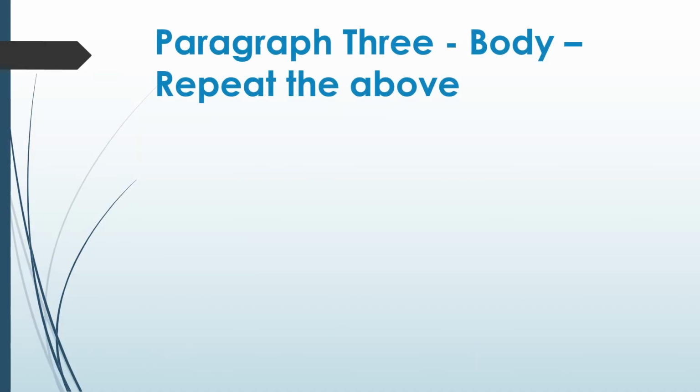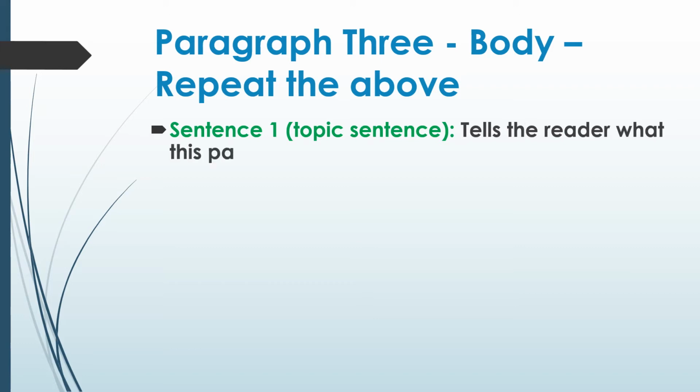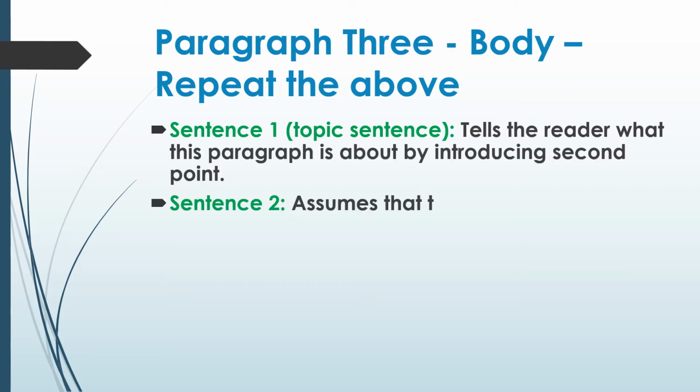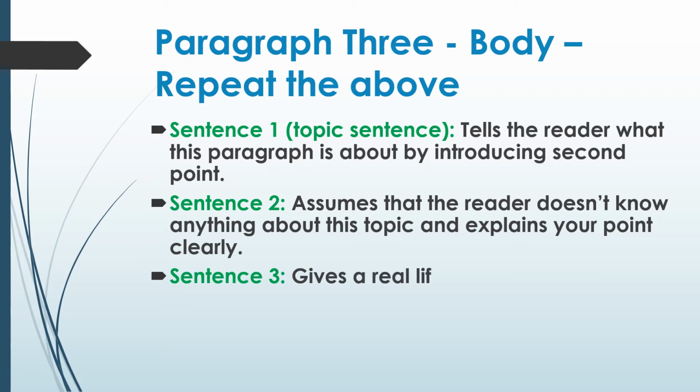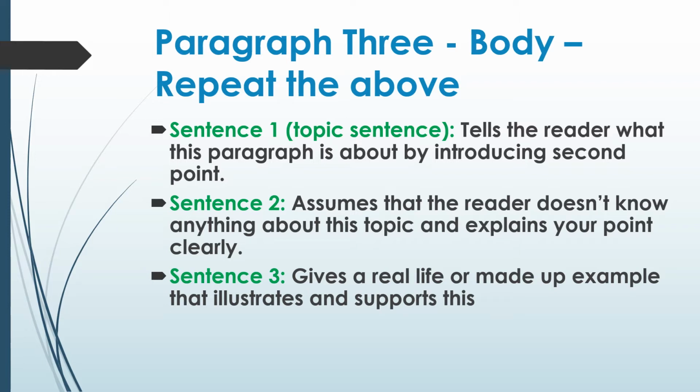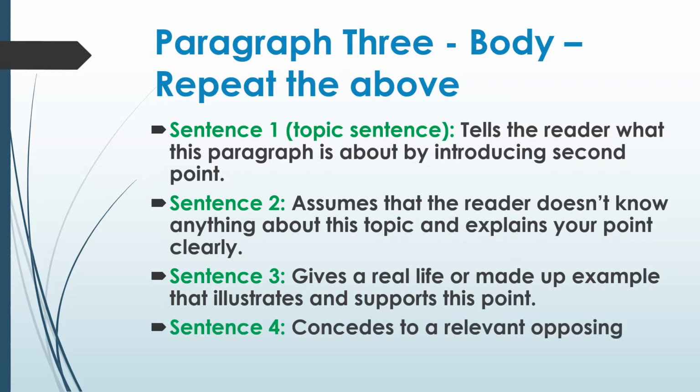Third body paragraph. First sentence is the topic sentence, which tells the reader what this paragraph is about by introducing your second point. Second sentence assumes that the reader doesn't know anything about this topic and explains your point clearly. Third sentence gives a real-life or made-up example that illustrates and supports this point. Fourth sentence concedes to a relevant opposing position, but redirects to yours.